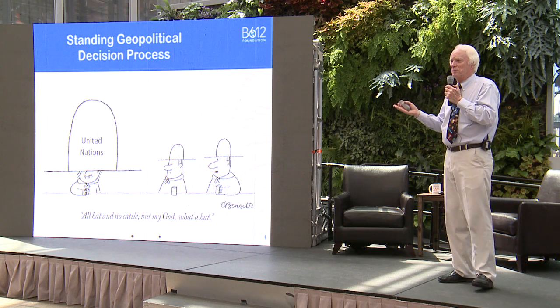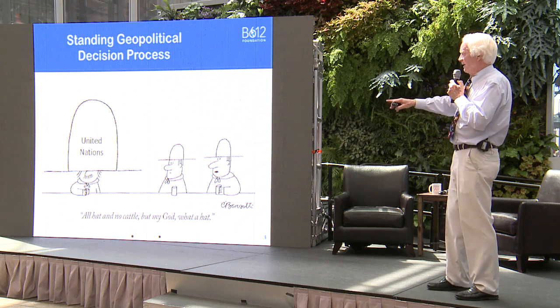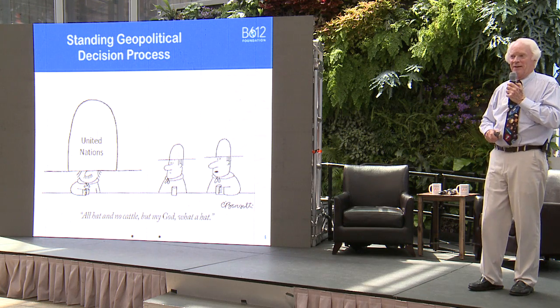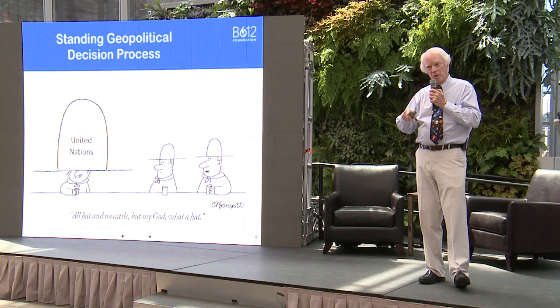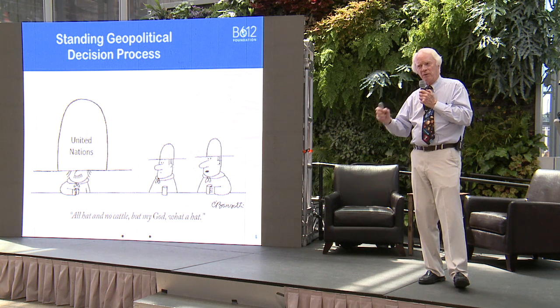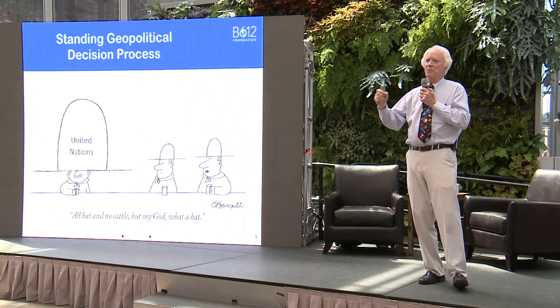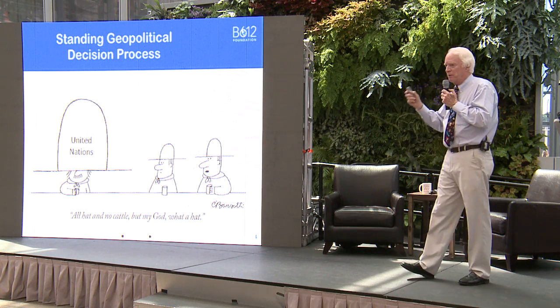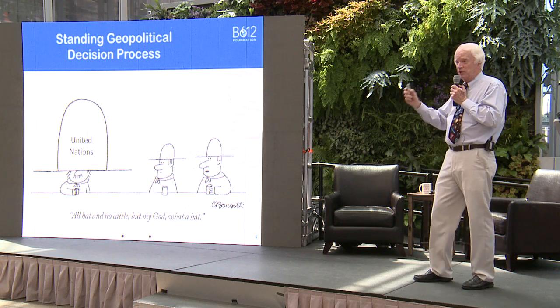People say, why take something like this to the United Nations? Okay, at the bottom it says, all hat and no cattle, but my God, what a hat. Now let me tell you something, the United Nations is bureaucratic, slow, frustrating, but when the United Nations decides to do something, the world has made a decision. Not just the United States or anybody else, the world has made a decision. So it's very frustrating, but the momentum that exists once you start something going in the international community is very powerful. So it's a very, very interesting, but a difficult challenge.